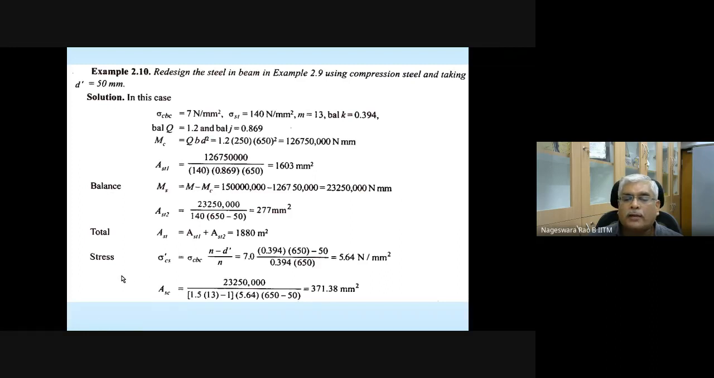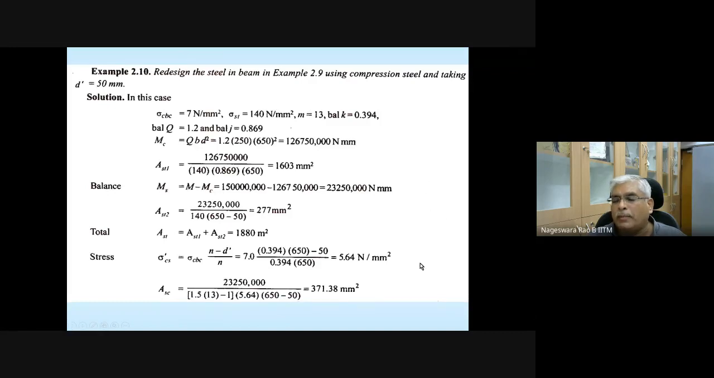It's going to be 1.5 m minus 1 times this, which is the stress in compression steel. So that is what is written. So the area of compression steel is the additional moment divided by the stress in compression steel, which is 1.5 m minus 1 times sigma prime CS, multiplied by the lever arm distance. For compression steel, the lever arm distance is the distance from the compression steel position to the tensile steel position, that is D minus D prime. So that gives you the area of compression steel.